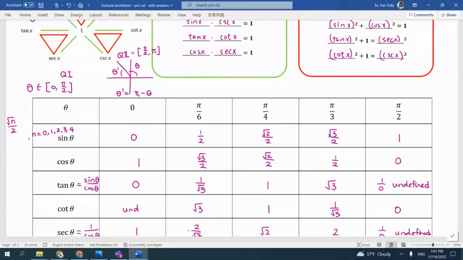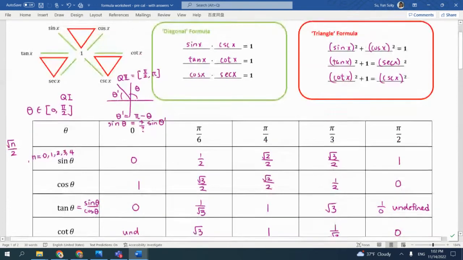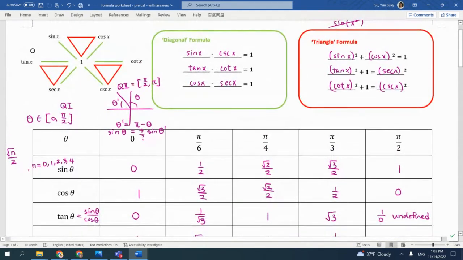Sine of theta is gonna be either plus or minus sine of theta prime, and plus or minus depends on which quadrant it lies in. Questions? Quadrant 1 is from 0 to pi over 2.